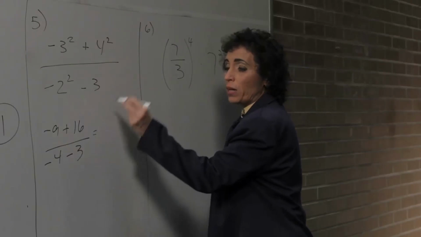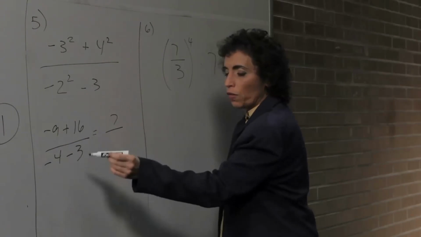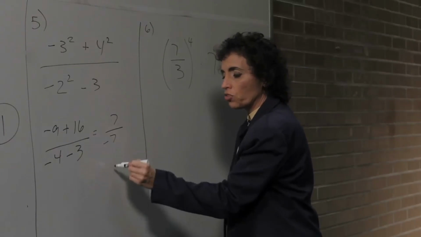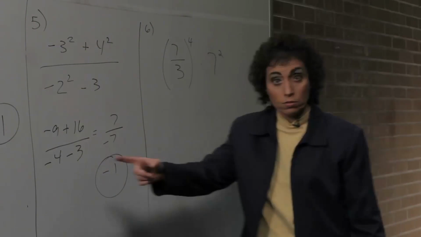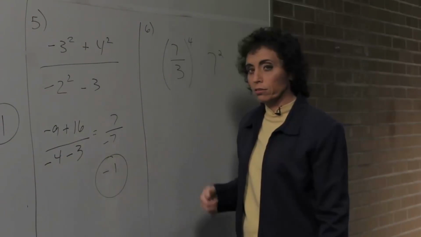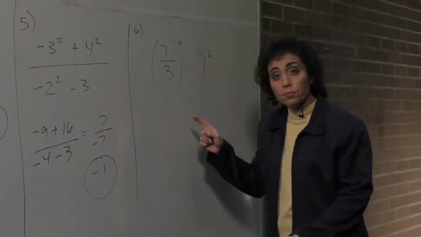Okay, so we have negative 9 plus 16. So I owe you $9, but I have $16. Good for me. That makes me have 7. I owe you $4. I owe you $3. I owe you 7. So again, negative 1. Oh, you think this is negative 1? All right, let's see. Okay, power to power.